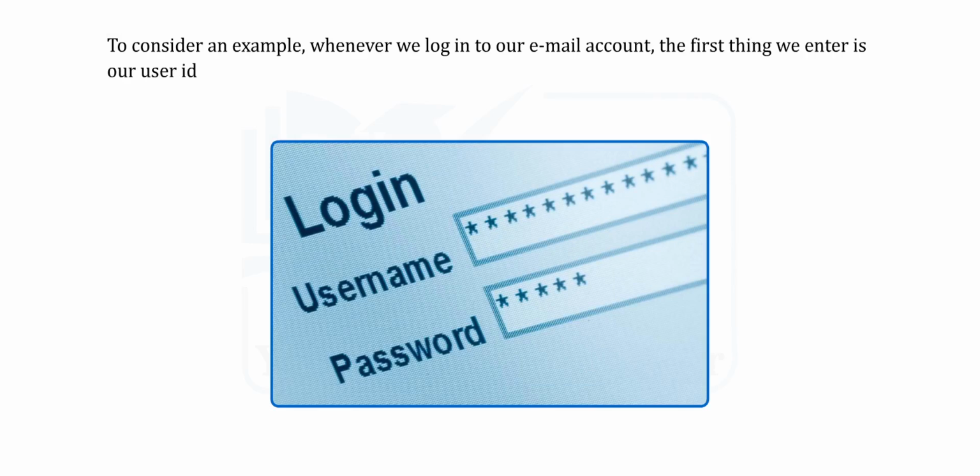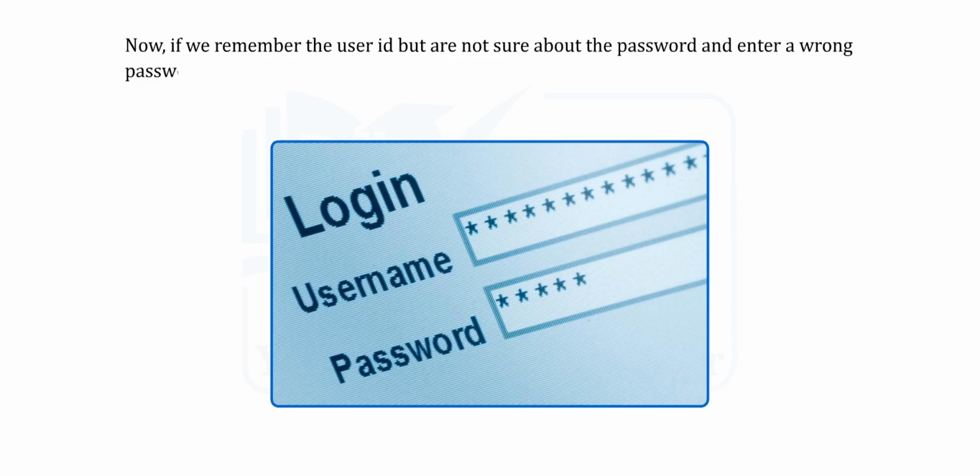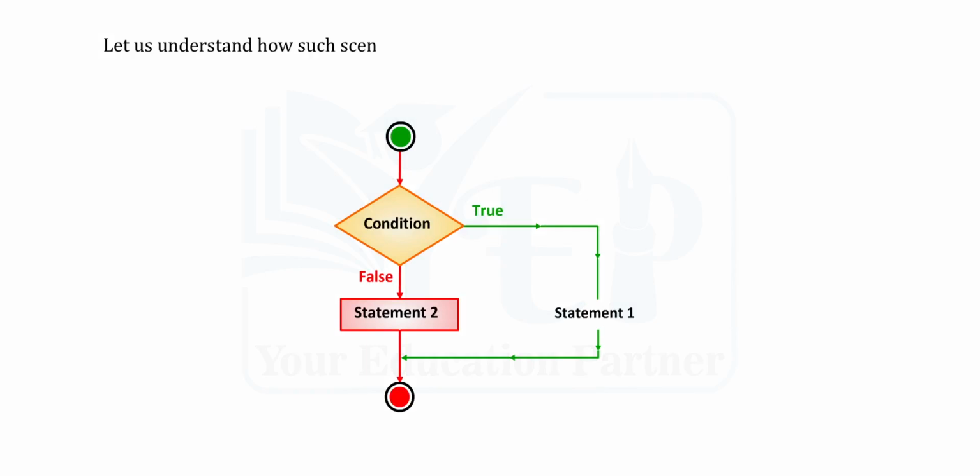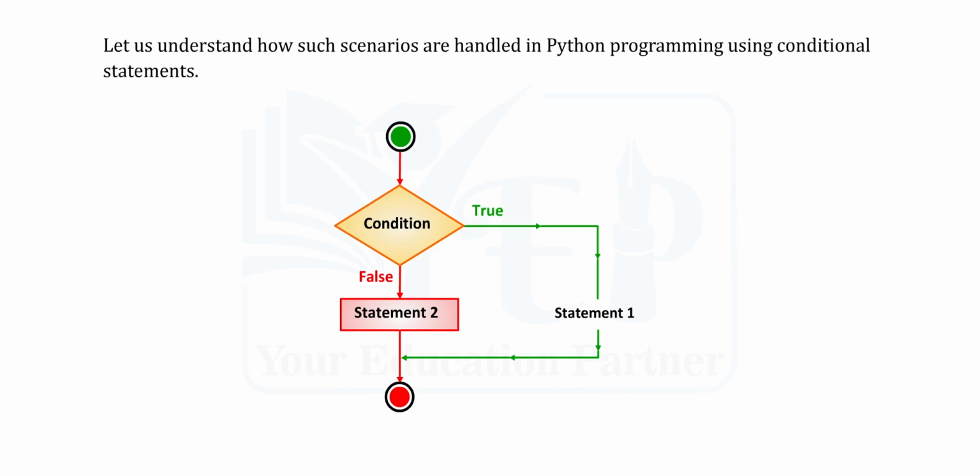Often, to access this information in the web portal, a password is required. To consider an example, whenever we log into our email account, the first thing we enter is our user ID and password. Now, if we remember the user ID but are not sure about the password and enter a wrong password, then we won't be able to access our account. Let us understand how such scenarios are handled in Python programming using conditional statements.